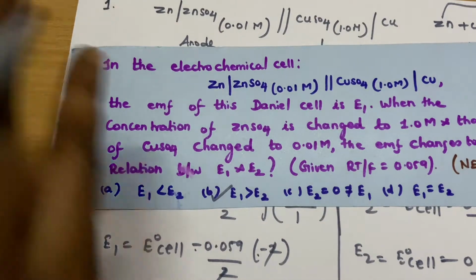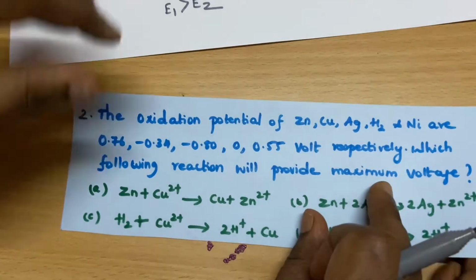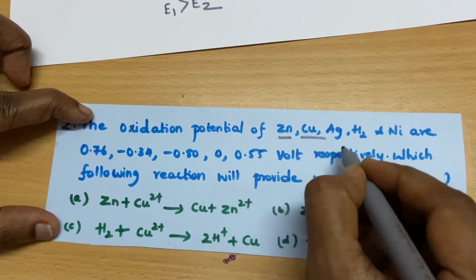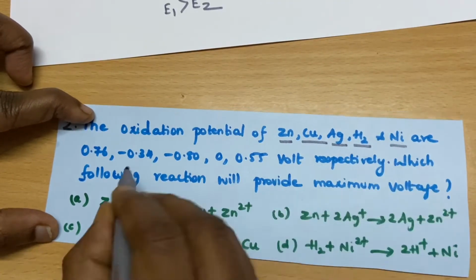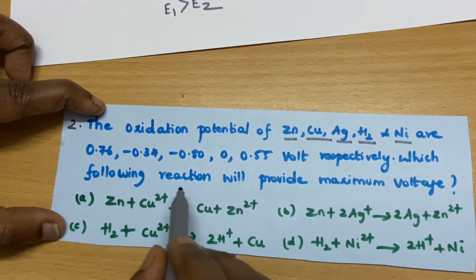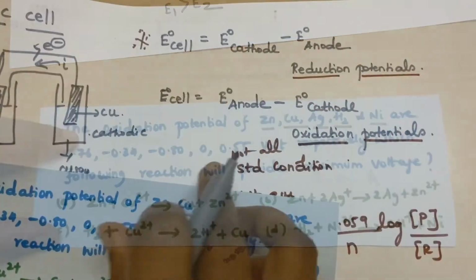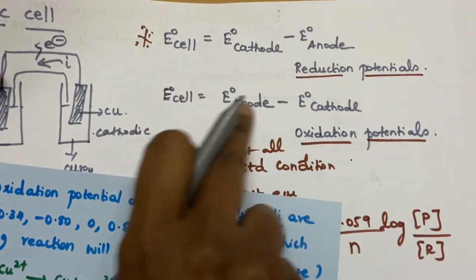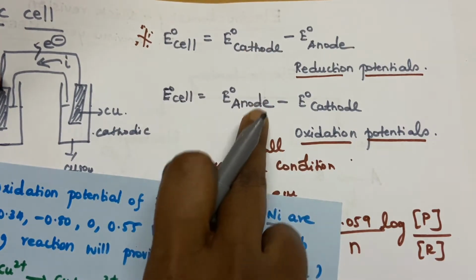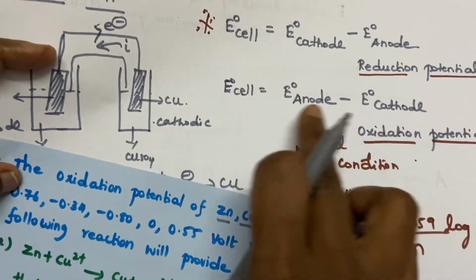Okay, so next coming to the second question. The oxidation potentials of zinc, copper, silver, hydrogen, nickel are given respectively. Which following reaction will provide maximum voltage? So for this, students, I told you for calculating the entire EMF of the cell, these two equations can be used. Since they have given the oxidation potential, I am going to use this equation.